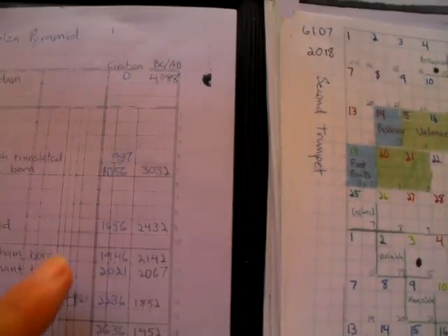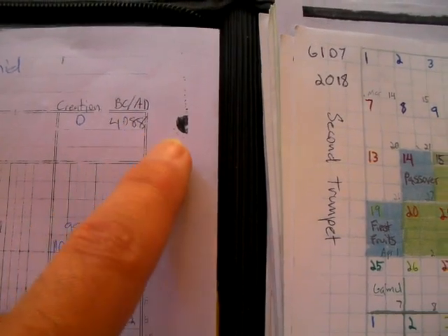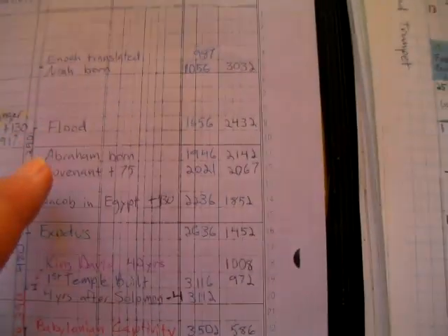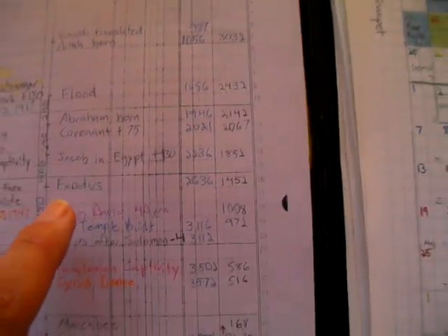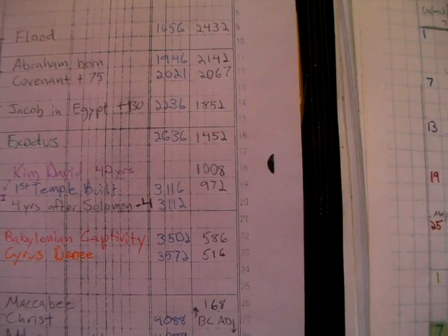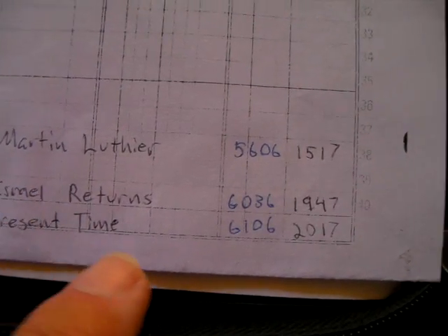And again, we chart out and we show you from Adam this particular timeline you're looking at here. So as we follow BC AD, we have those years, but then we have all the significant prophetic years relating to the flood, Abraham, Jacob, Exodus, King David, Solomon, Babylonian captivity, Maccabean revolt, time of Christ, Martin Luther, etc. So that brings us to the present time.